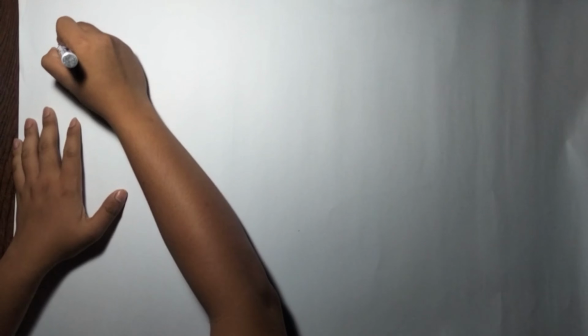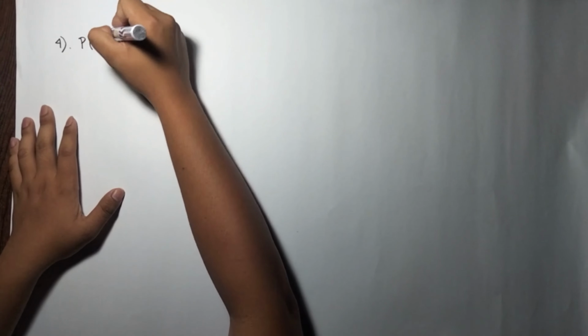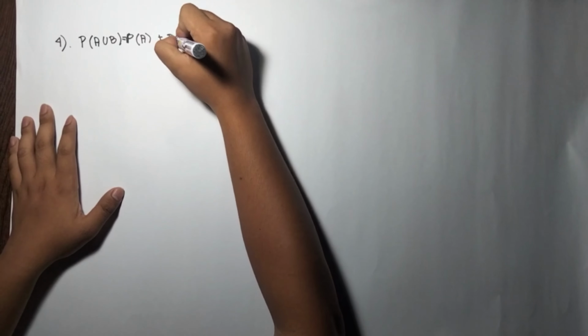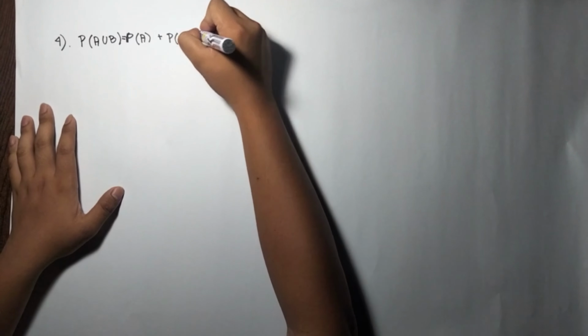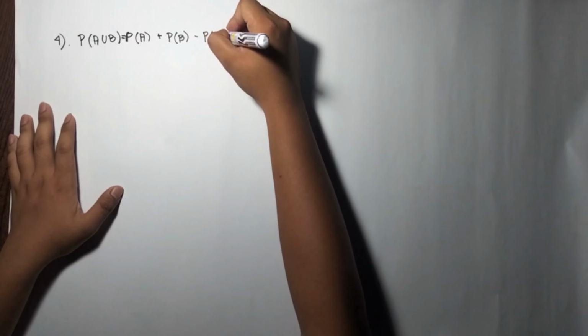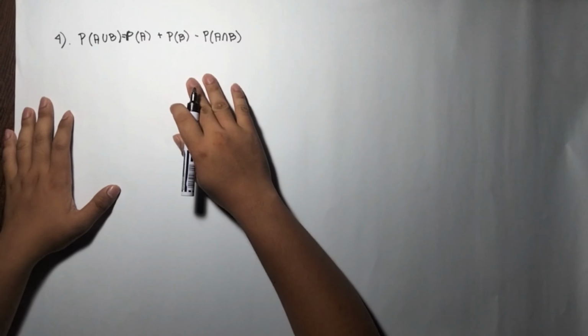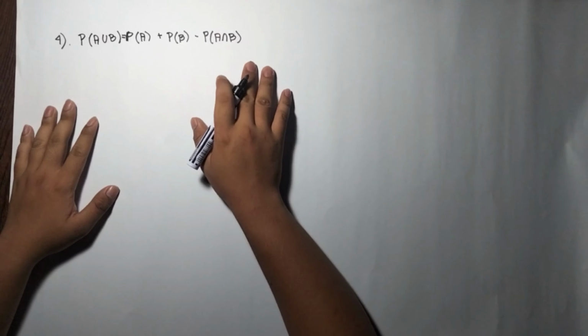Next on our list is the probability of A union B is equal to the probability of A plus the probability of B minus the probability of A intersection B. This is the general addition rule. It corrects for double counting when A and B are not disjoint. If events overlap, their intersection gets counted twice, so we subtract it once.